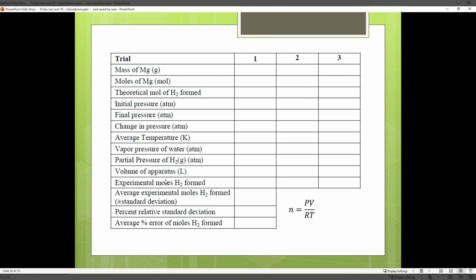And so then to get this experimental moles, you're just simply going to plug into the ideal gas law. You have your pressure, volume, temperature, and the gas constant. And then everything else should make sense. So that's those labs.